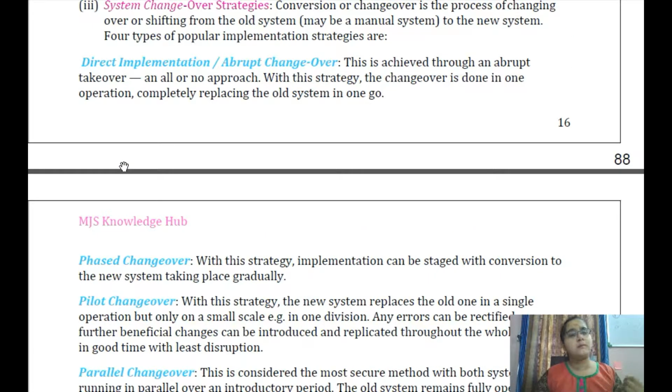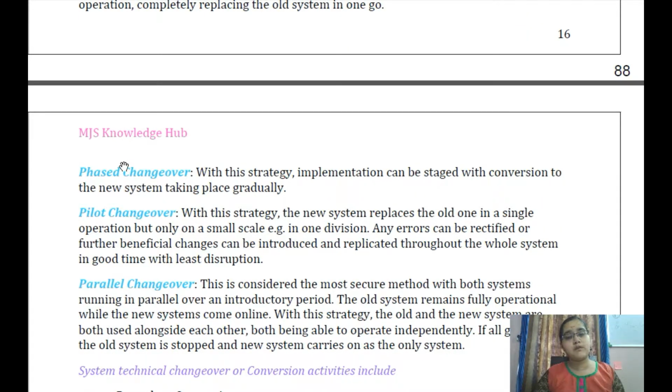Direct implementation or abrupt changeover is nothing but at one go, without any break, you are replacing the old system with the new system. There is no gap or any kind of break in between. At once you are going to completely revamp the system and implement the new system. And then the second type of implementation is a phased changeover. Here the system is being introduced in a phased manner, like each module or each unit is being introduced so that the person for that particular part can use the new system, and then if it is successful, other modules will be implemented.